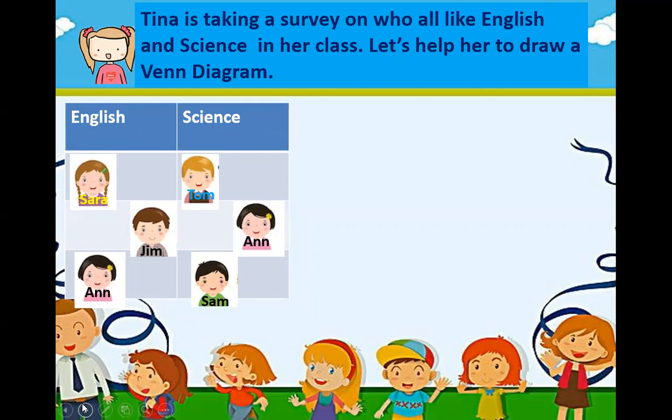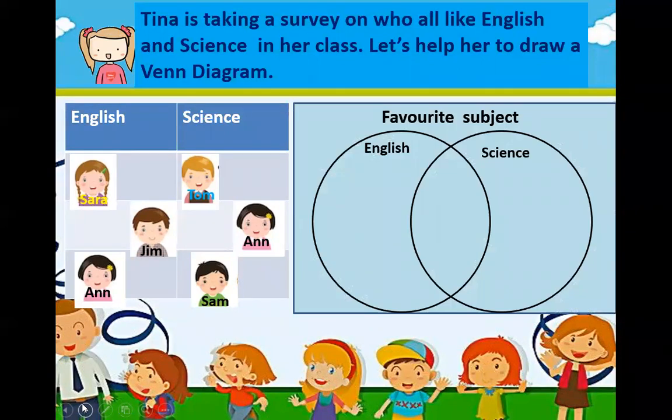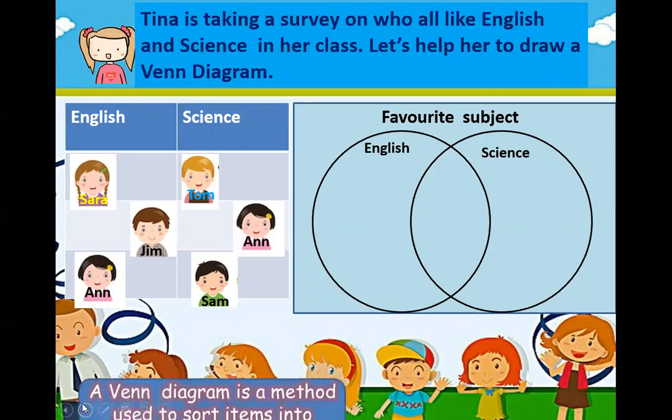Tina is taking a survey on who all like English and science in her class. Let's help her to draw a Venn diagram. Here the information given are English. Who all like English? Sarah, Jim, and Anne. Who all like science? Tom, Anne, and Sam. Here we are going to draw a Venn diagram with 2 sorting rules. So favorite subject is the title and English and science in the circles.